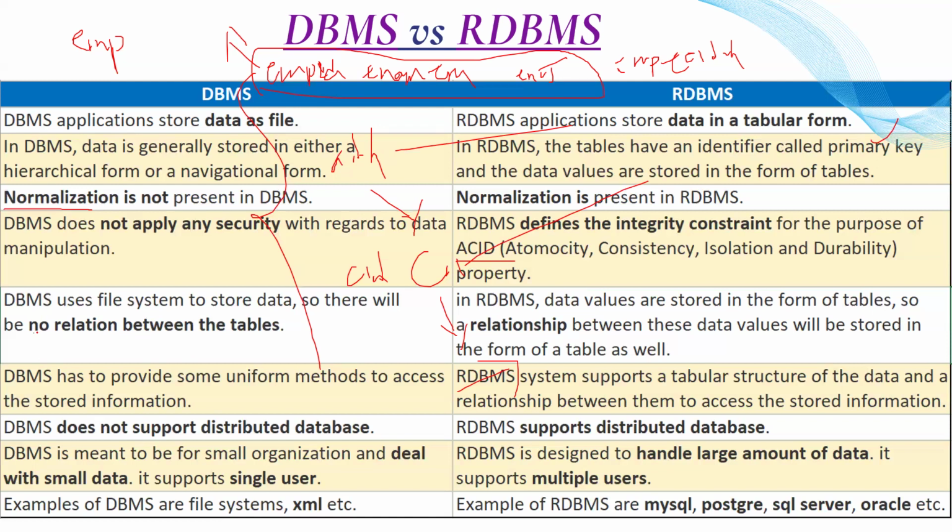In DBMS there is no relationship between the tables, but here in RDBMS there is a relationship between the tables. You are making relationships. And distributed data is not compatible in DBMS, whereas in RDBMS it is compatible, handling large amounts of data. Small and medium scale, very tiny applications can go to DBMS, and it is like a file system level, I told you. XML, CSV, MDB databases all fall under DBMS technology, while MySQL, PostgreSQL, SQL Server, Oracle fall under RDBMS technologies.